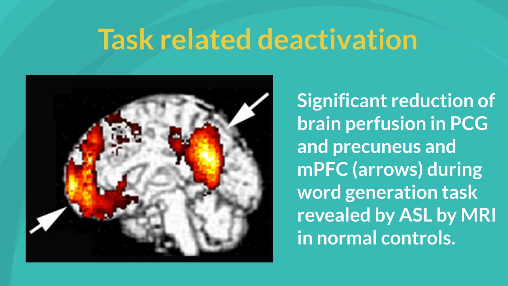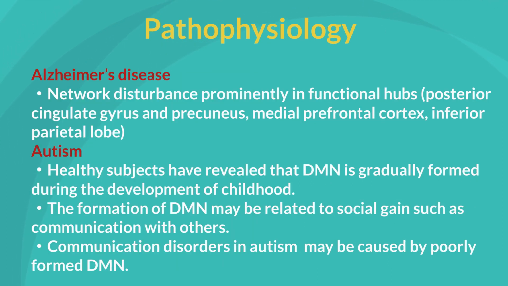during a task. Comparison of brain perfusion before and during Shiratori, Japanese word chain game, using arterial spin labeling of MRI shows reduced perfusion in posterior cingulate gyrus and precuneus and medial prefrontal cortex during Shiratori. Alzheimer's disease and autism are two well-known disorders in which this default mode network is disrupted. In Alzheimer's disease, the network is markedly disrupted in the functional hubs of the posterior cingulate gyrus and precuneus, medial prefrontal cortex, and inferior parietal lobes.